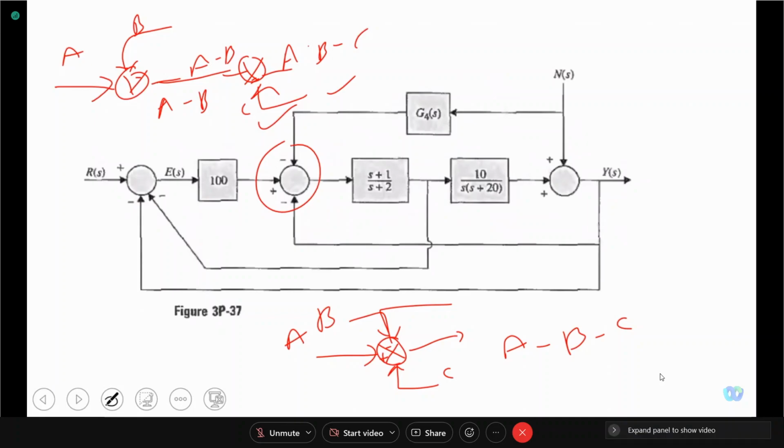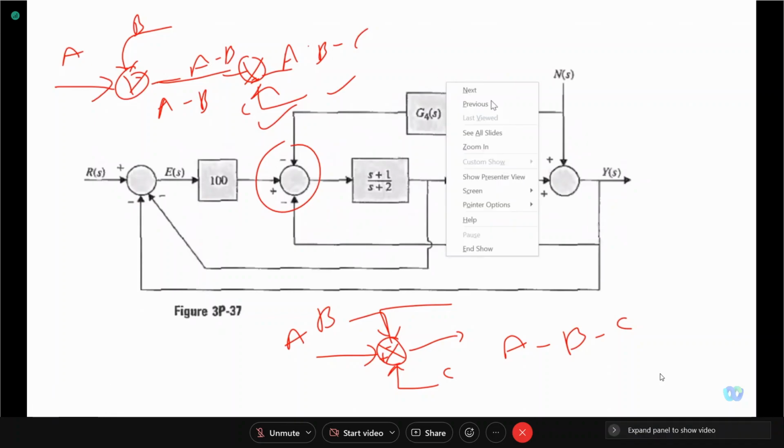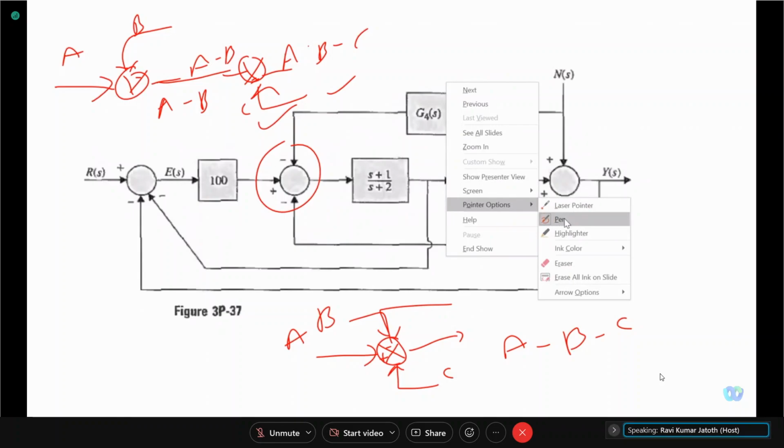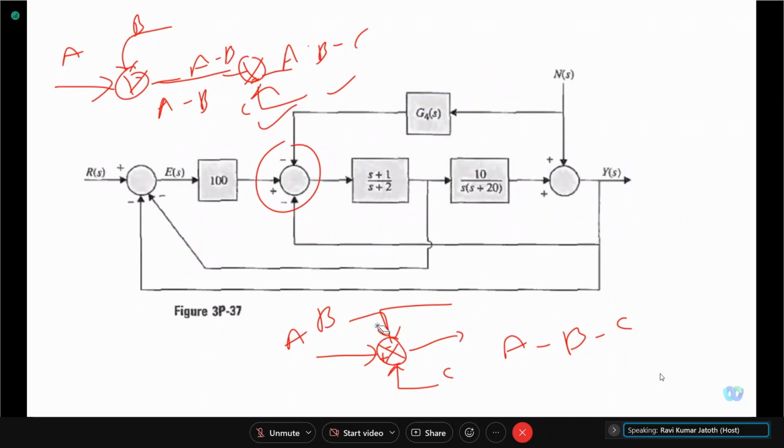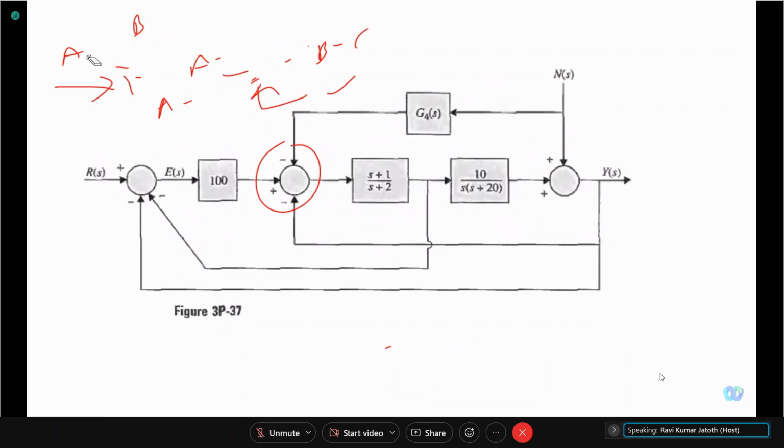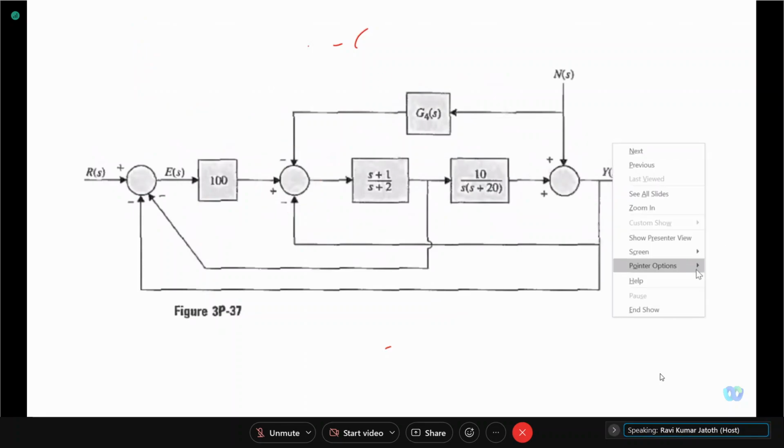If I ask you to do this for plants which have highly complex transfer functions, then it will be very difficult for you. Block diagram will become a time consuming process when you consider highly complex problems. So in that case, we convert this into a signal flow graph.